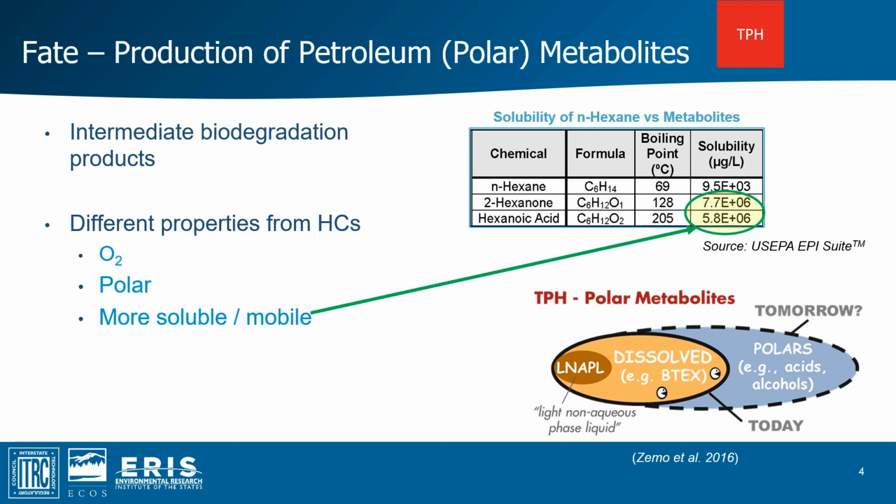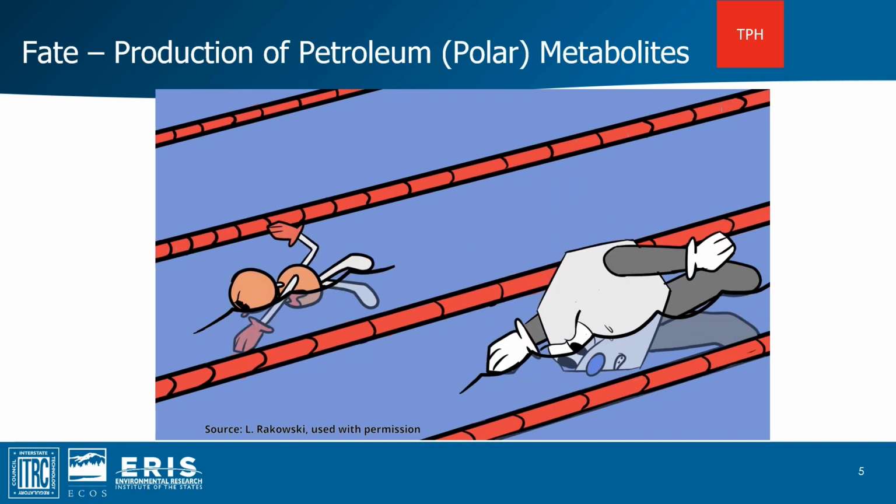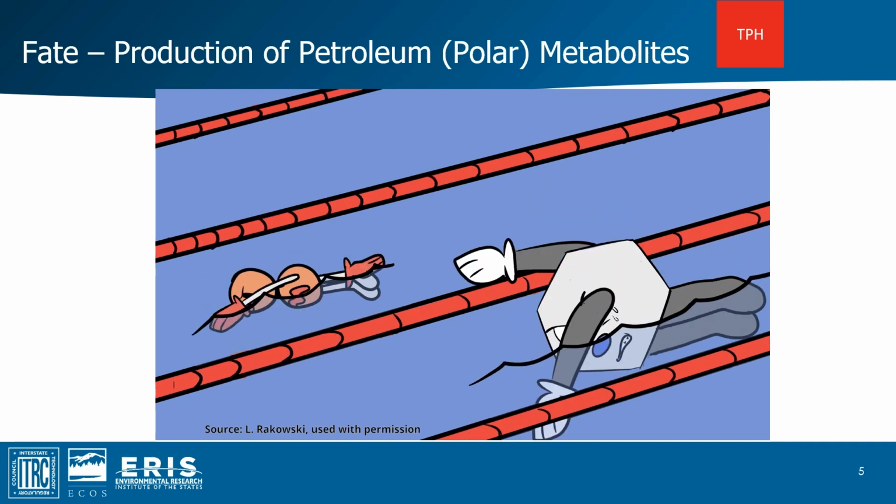The table illustrates differences in solubilities and boiling points of N-hexane versus its petroleum metabolites 2-hexanone and hexanoic acid. As you can see, N-hexane's solubility limit is 3 orders of magnitude lower than its petroleum metabolites. The result of this is shown in the bottom right graphic, where petroleum metabolites have migrated further in groundwater versus dissolved phase hydrocarbons like BTEX or free phase NAPL. Don't bet against petroleum metabolites wearing the red M in a swim meet because they move faster than dissolved phase hydrocarbons.